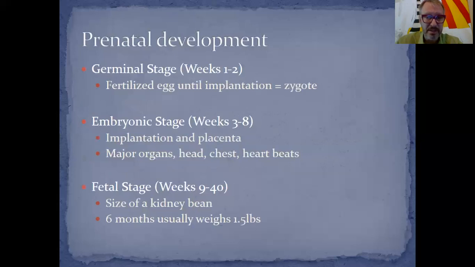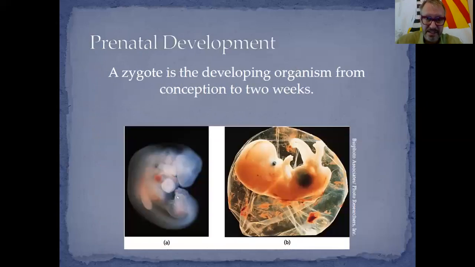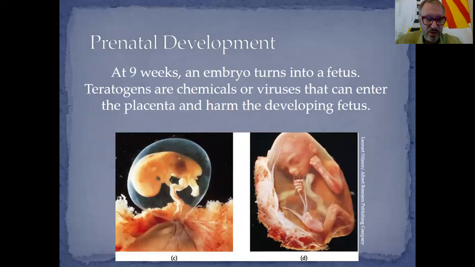Okay, so prenatal development, these are just some of the different stages. You've probably heard of these if you've had a basic biology class, starting with the germinal stage with a fertilized egg until it implants. And during that time we call it the zygote. The embryo stage, 3 to 8. And then in month 3, we start referring to the developing baby as a fetus. So we have conception, which begins with sperm penetrating the egg. Obviously, the zygote is the developing organism for the next 2 weeks. And you can see what this looks like as time moves along into 9 weeks.